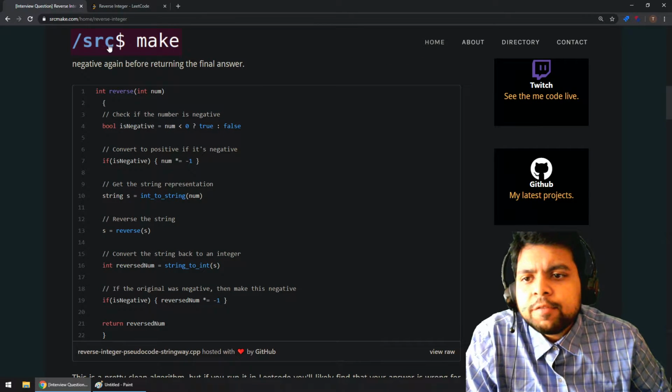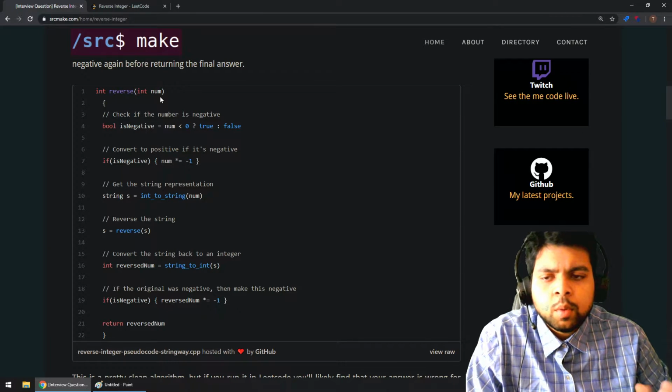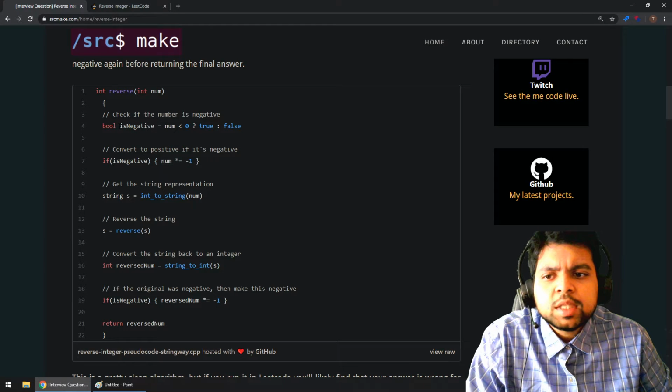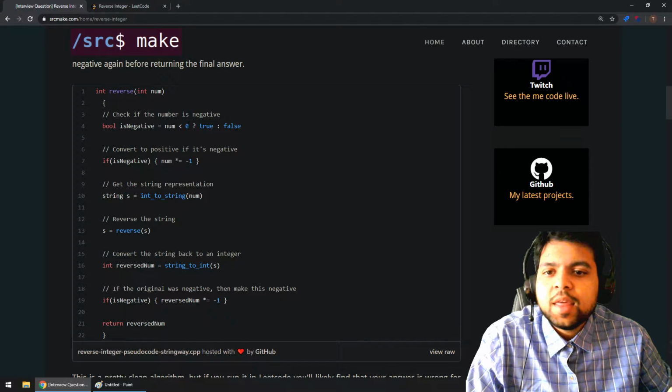We've got a function here named reverse. It's going to return an integer, and it's going to get passed in the integer that we want to reverse. First thing we do is check if the number is negative. We will store if it's negative or not in this boolean named isNegative. If the number is less than 0, then this will equal true because it will be negative. If the number is not less than 0, which means it's greater than or equal to 0, then the number is positive, and so isNegative will equal false. That's what this ternary means.